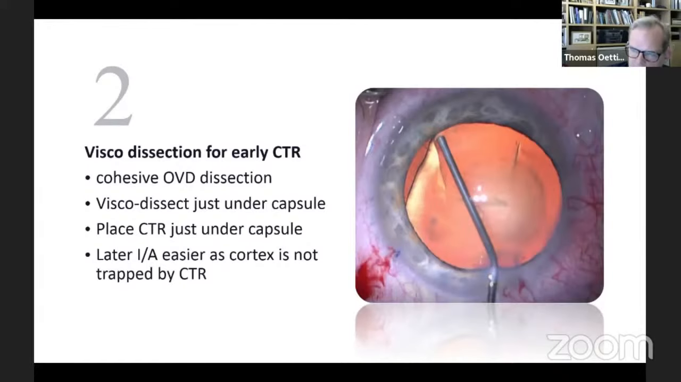So the key here is to use cohesive viscoelastic to make a dissection between the residual lens material and the capsule. So the big difference is to use cohesive viscoelastic in this case to get just under the anterior capsule, and place the cohesive viscoelastic before you place the early capsular tension ring. And I'll show you some examples of that in just a second. So that's the second tip.